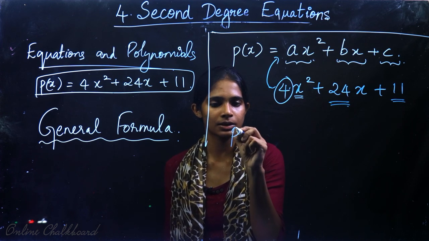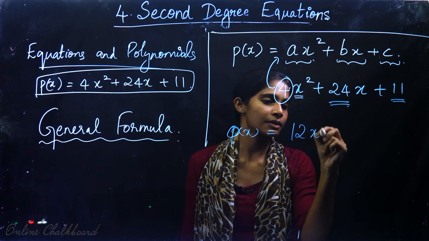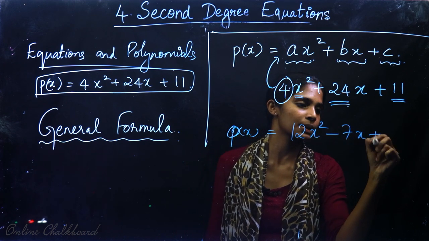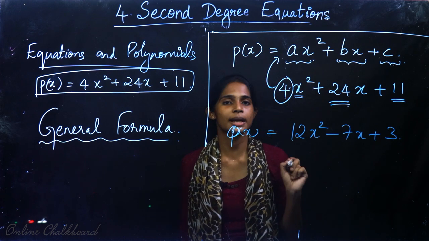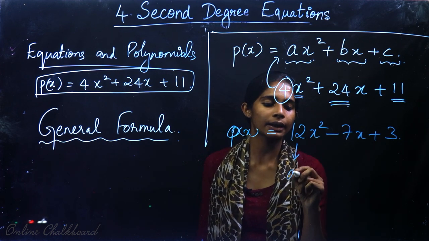Suppose q of x is equal to 12x square minus 7x plus 3. Such a second degree polynomial.